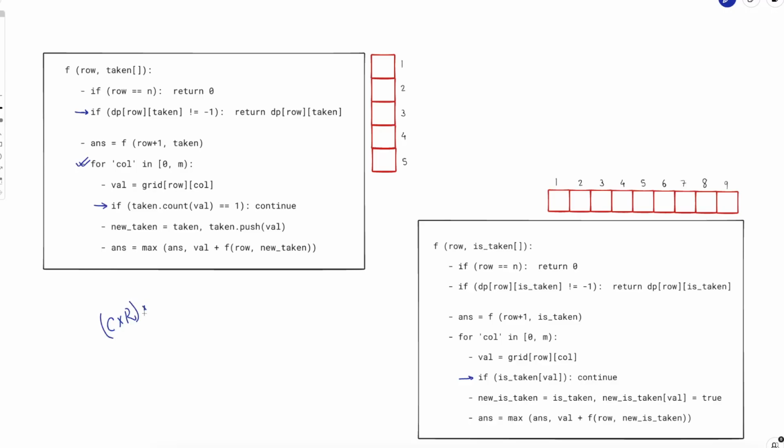So this is your time complexity for a single state. Now how many different states could there be? Number of different values of row, which could be r, and number of different values of taken.